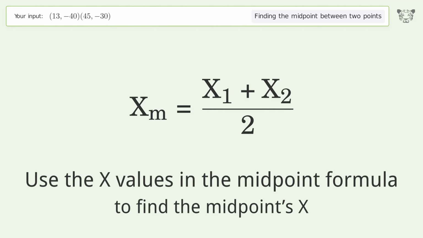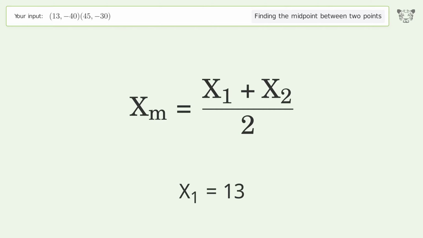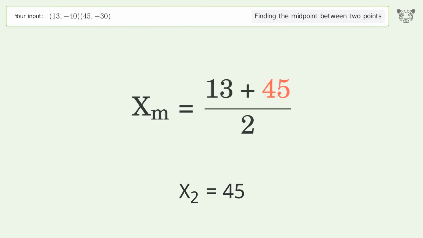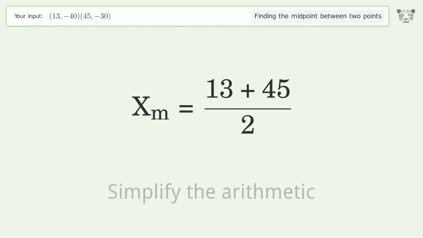Use the x values in the midpoint formula to find the midpoint's x. x1 equals 13. x2 equals 45. Simplify the arithmetic.